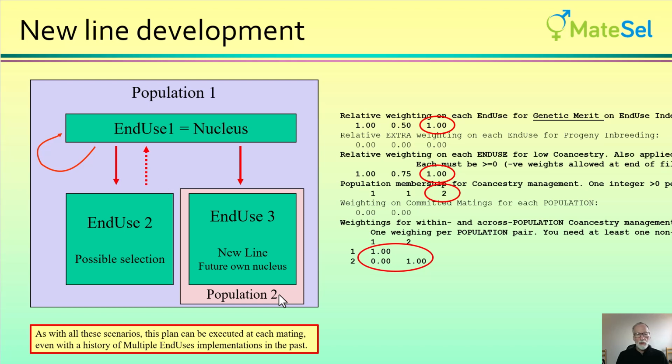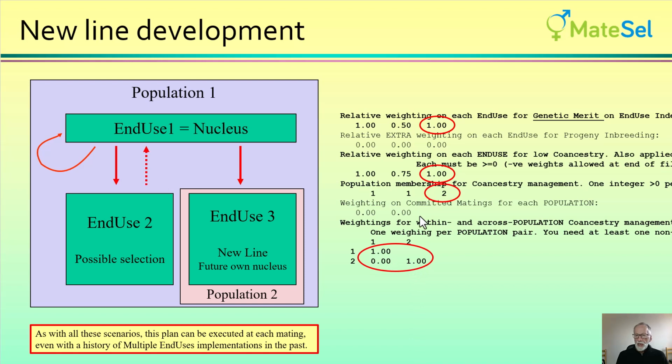However, for a number of breeding cycles, we can implement this strategy in multiple enduses because it may take time to build up the size of population 2, and population 1 can continue to provide resources to build up that population. Now in this example, I will be pushing the genetic merit equally for population 2 as for population 1, and of course we'll manage coancestry in both of those populations starting off with equal weightings.